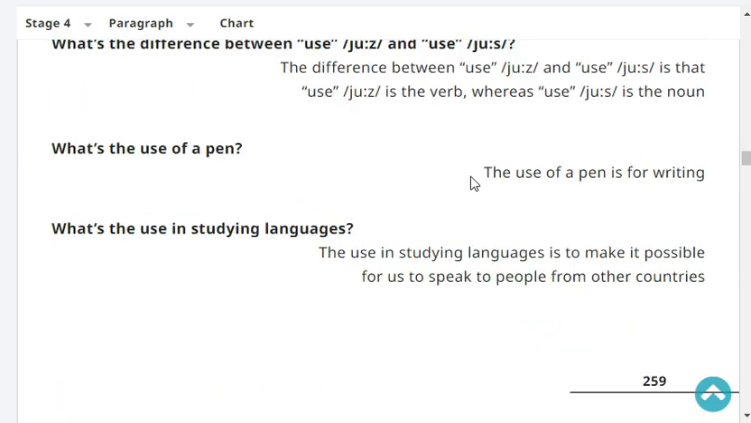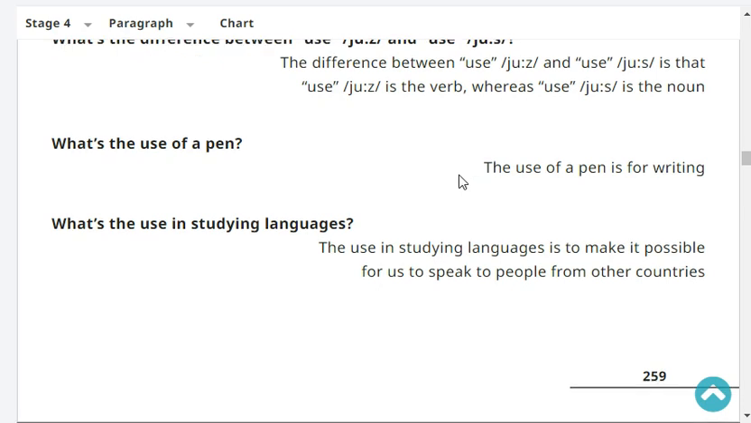What's the use of a pen? The use of the pen is for writing. What's the use in studying languages? The use in studying languages is to make it possible for us to speak to people from other countries. Very good.